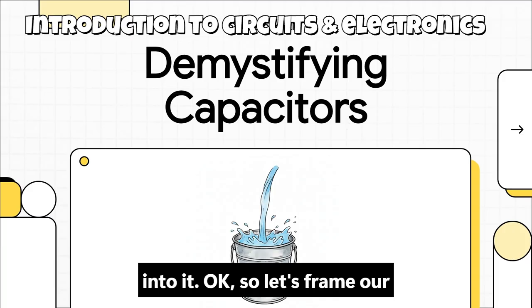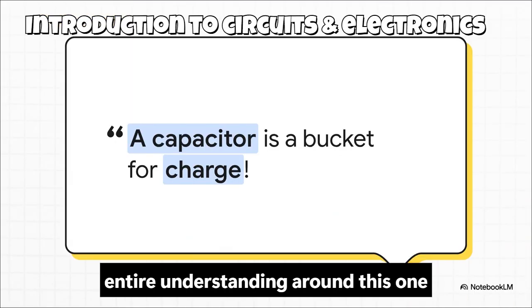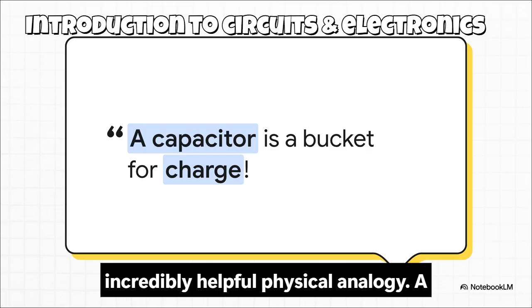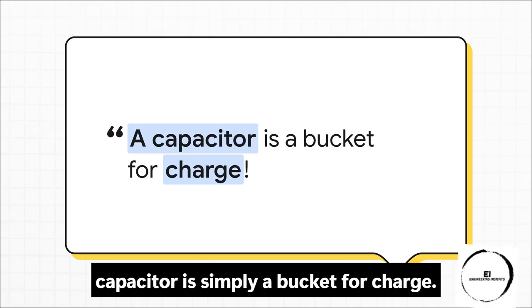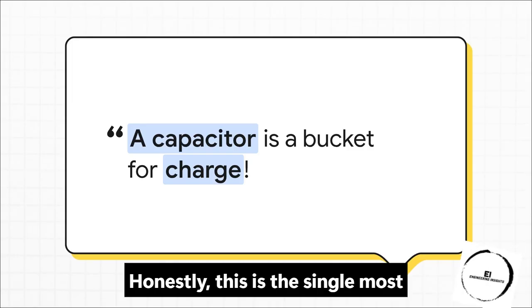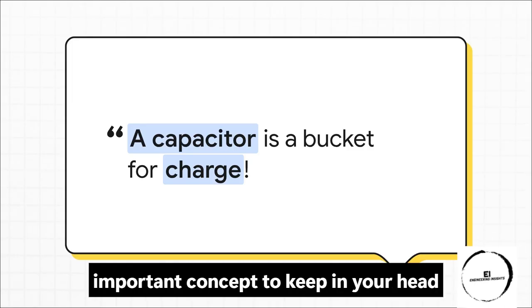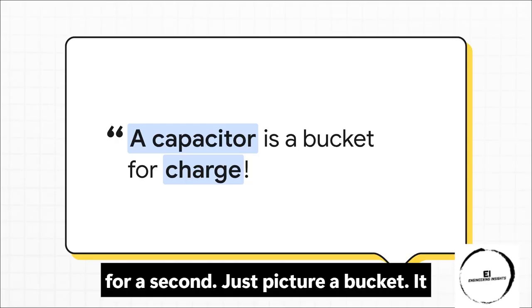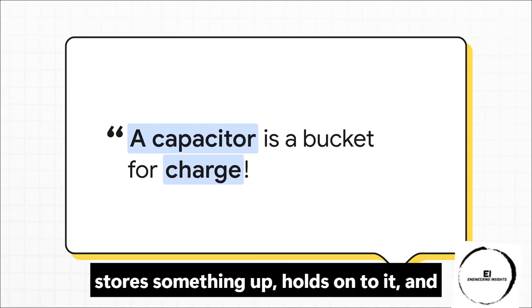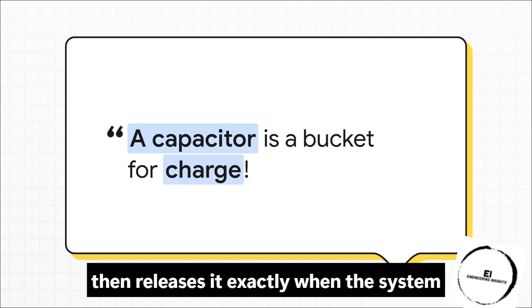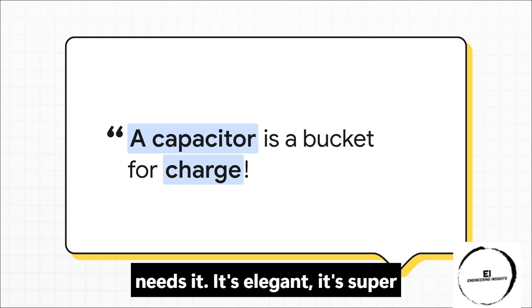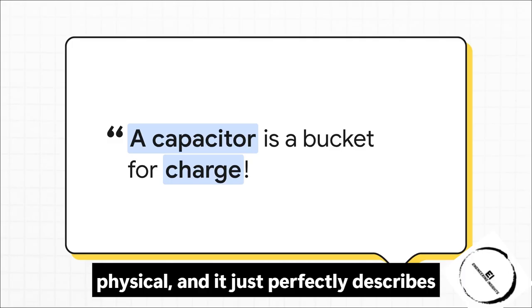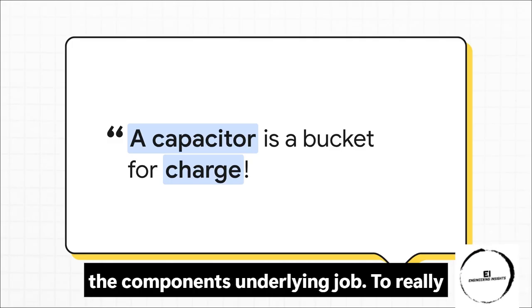Let's get into it. Okay, so let's frame our entire understanding around this one incredibly helpful physical analogy. A capacitor is simply a bucket for charge. Honestly, this is the single most important concept to keep in your head today. Scratch the idea of invisible electrons moving through abstract fields for a second. Just picture a bucket. It stores something up, holds onto it, and then releases it exactly when the system needs it. It's elegant, it's super physical, and it just perfectly describes the component's underlying job.